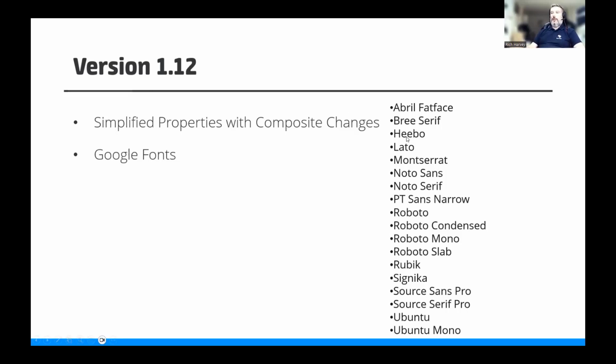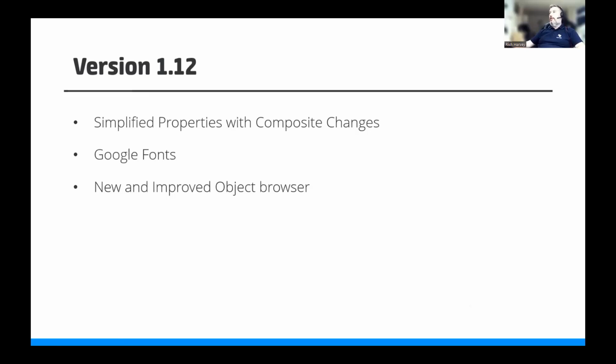You provide the Google font information, and the idea is then it will automatically get that baked into Squirrel for you as well. We also completely rewrote the object browser, so the new and improved object browser.